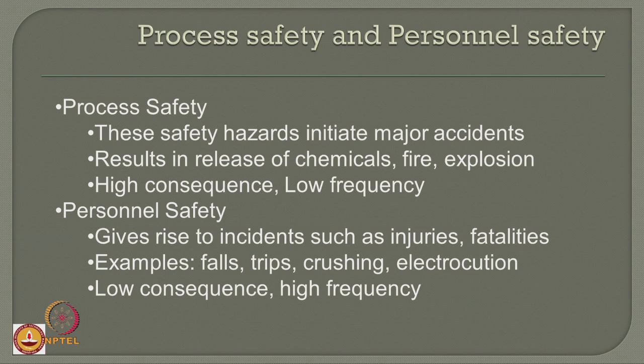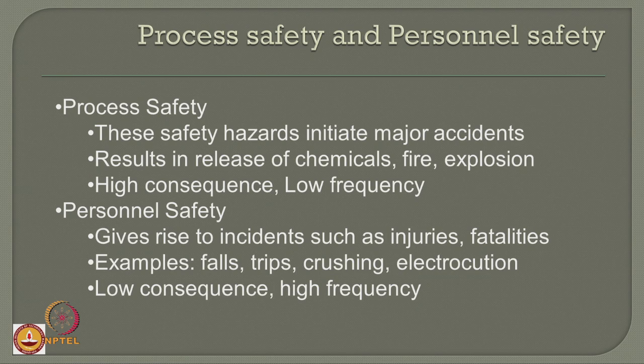Now let us ask a question, what are the differences between process safety and personal safety? Because we have already seen that safety is not only applied and adapted to personal safety, it is also important in reducing loss and in prevention, okay. That is very important. Therefore, process safety deals with hazards which are initiated from major accidents. This results in release of chemicals, fire, explosion. It is a high consequence, low frequency phenomenon.